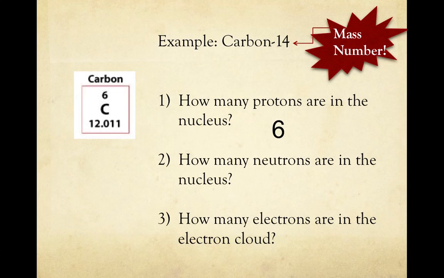So now the second question is, how many neutrons are in the nucleus? Well, over here it says the mass number is 14, and that's total protons and neutrons. So it's going to be 14 minus 6 protons equals 8 neutrons. Check, we're good. Then the last question says, how many electrons are in the electron cloud? Well, there are 6 protons, so we know that it's neutral, and so there are also going to be 6 electrons, because protons and electrons are generally the same number unless charged.